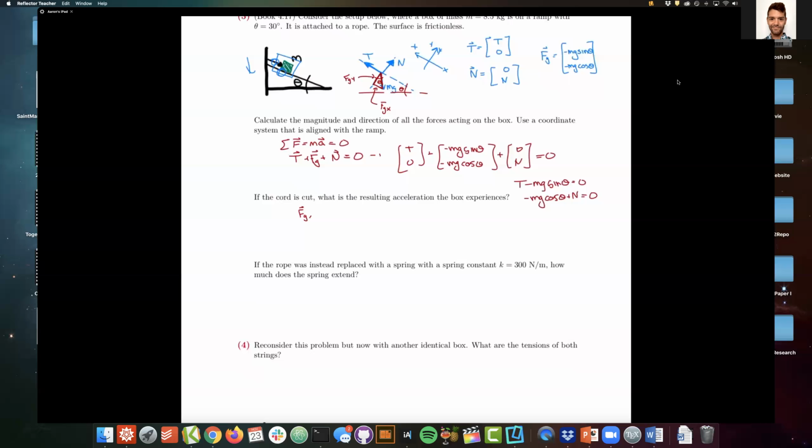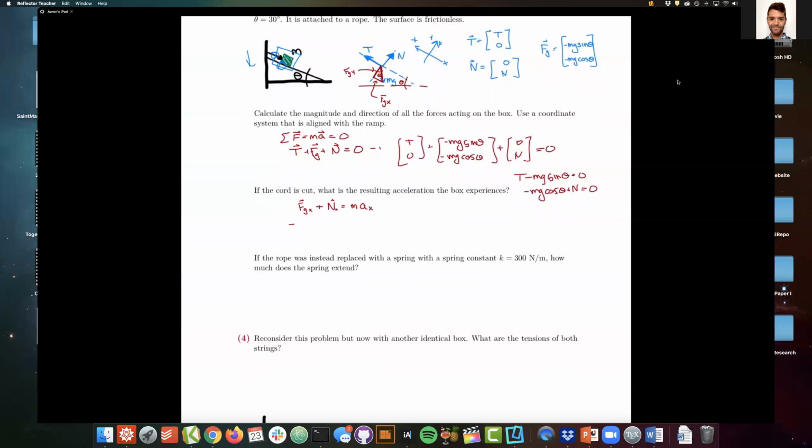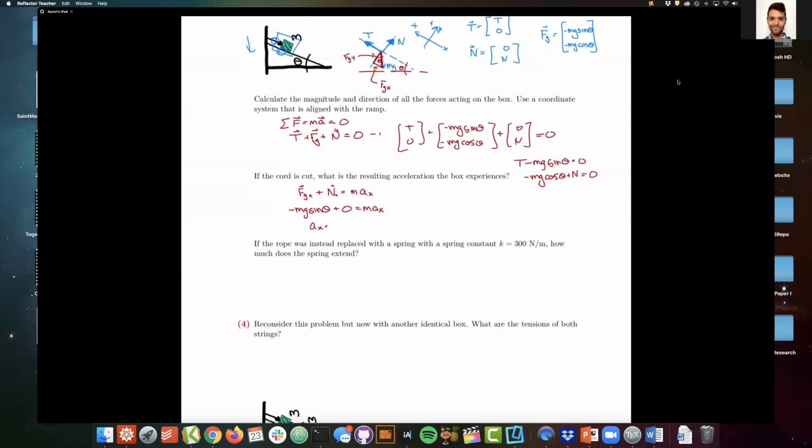So in this case, it's the x component of gravity plus the x component of the normal force equals the mass of the box times the acceleration of the box in the x direction. This is negative mg sine theta plus 0 equals m a_x, where a_x is negative g sine theta. Negative implies it's moving in the negative direction of my coordinate system, which if you look is down the ramp.